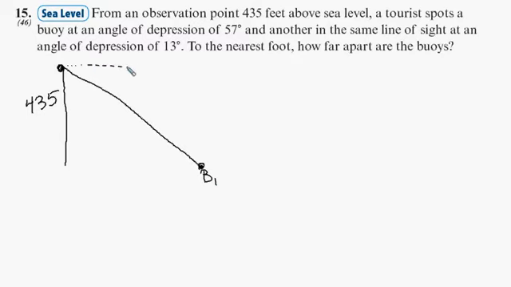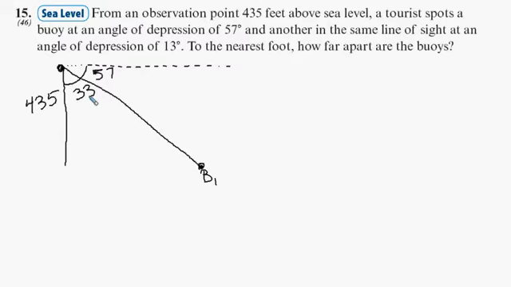And I'm using a dotted line because you need to see that the angle of depression is actually, this is where the 57 degrees goes. And you know that from here all the way to here is 90 degrees, which makes this angle 33 degrees. It's important that you recognize that.